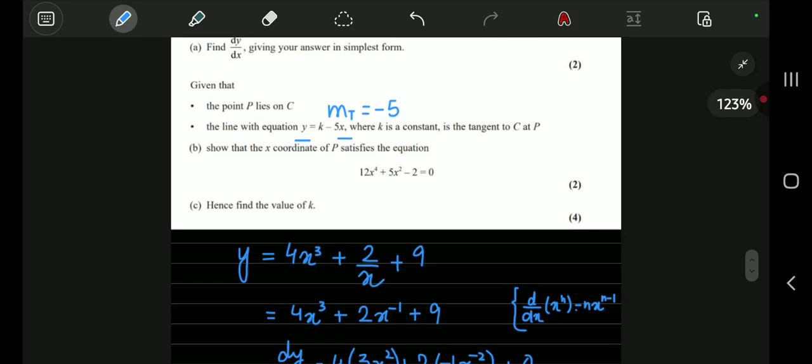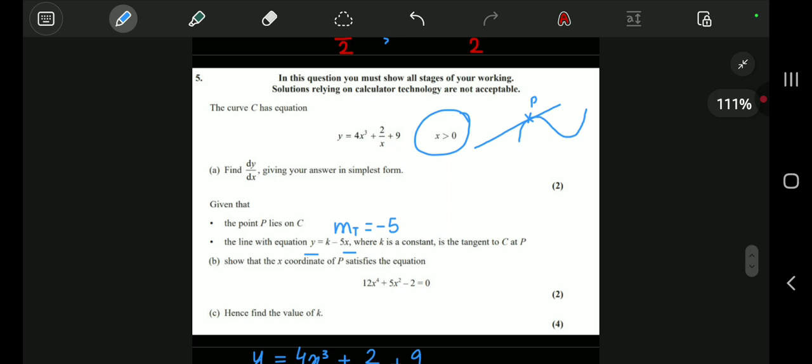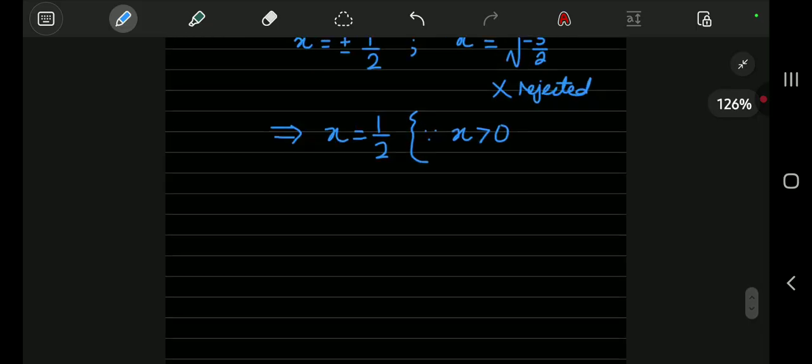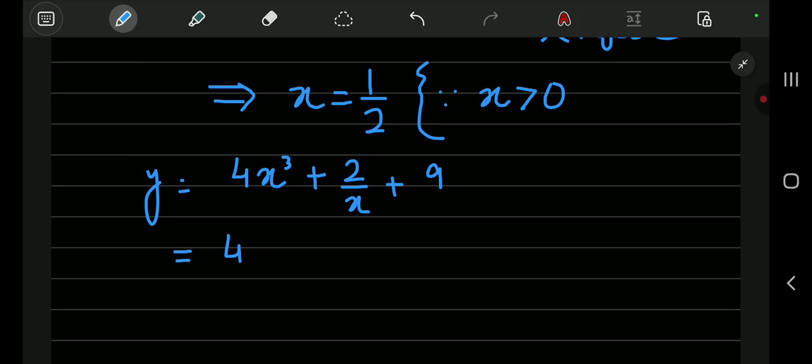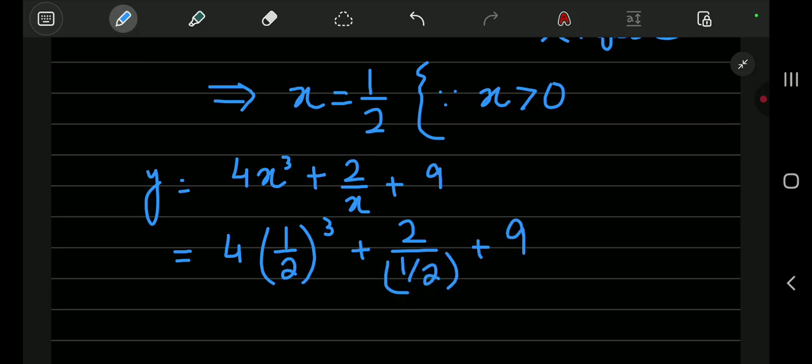What we needed to find was the value of k. For that, I told you we need the coordinates of any point, and that point will be the point P. So now find the value of y. Let's plug this x value into the equation of y, 4x cubed plus 2 over x plus 9. So y equals 4 times 1 over 2 cubed plus 2 over 1 over 2 plus 9.